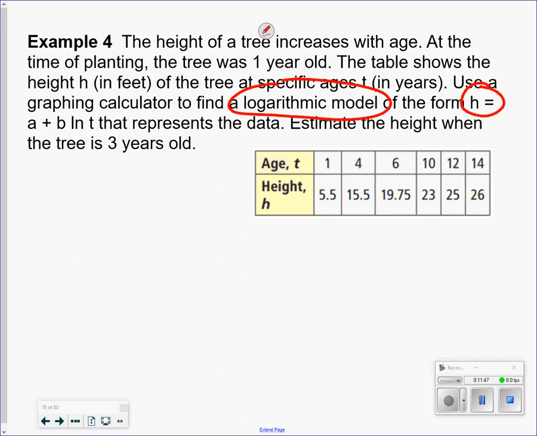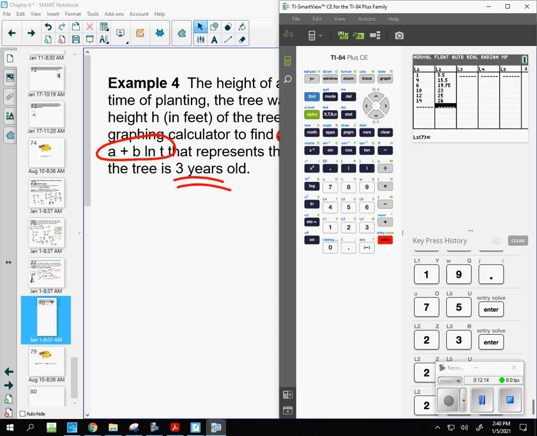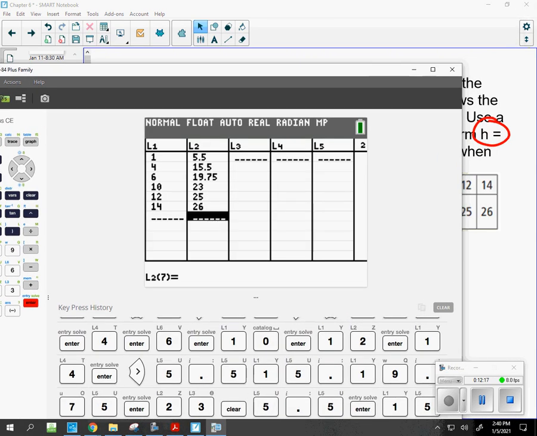H is equal to A plus B ln of t, where it represents the data estimate. So we're going to input the data, and then we're actually going to use that model to come up with a particular year. So let's go back to the graphing calculator, and I'm going to type these in. So everybody needs to hit pause, go to your calculator, and type this in. All right, so I'm going to go to my calculator as I just stated to you. And I'm going to type these in.